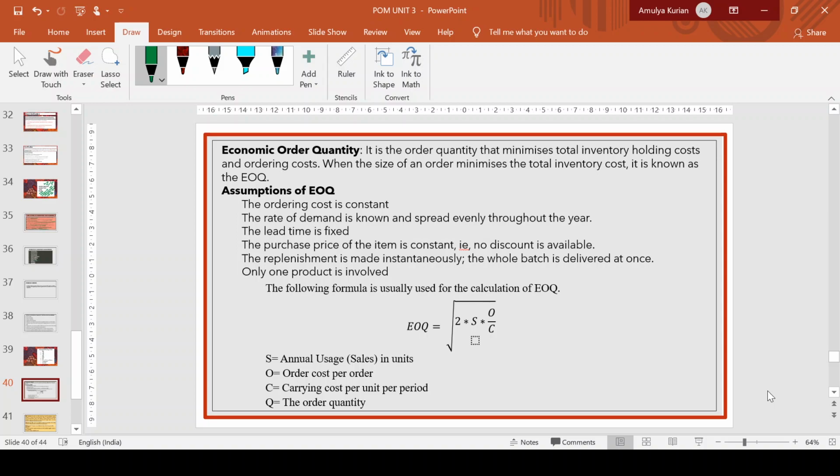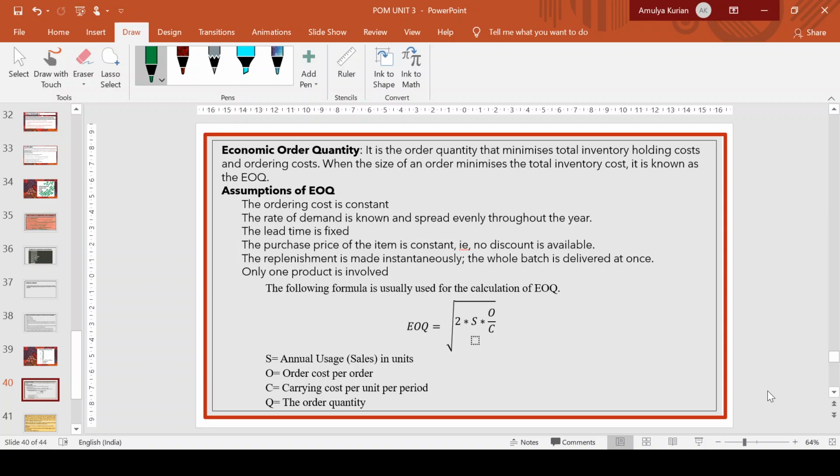First one is ordering cost is constant. Second one is rate of demand is known. Third one is lead time is fixed. Fourth one is purchase price is constant. Fifth one is replenishment is made instantaneously. And the last one is only one product is involved. So these are the assumptions of economic order quantity.